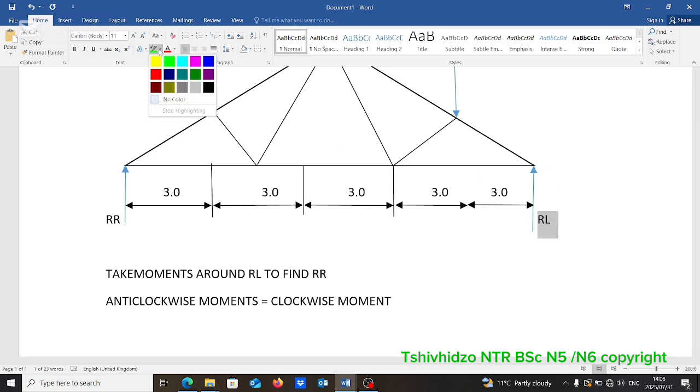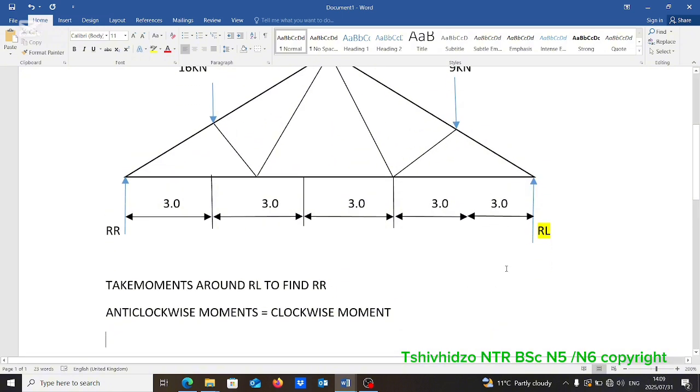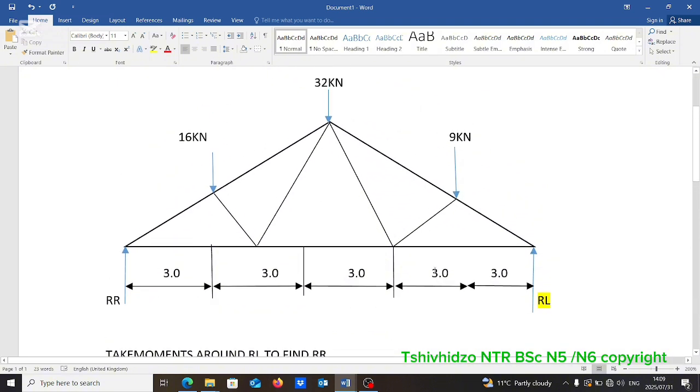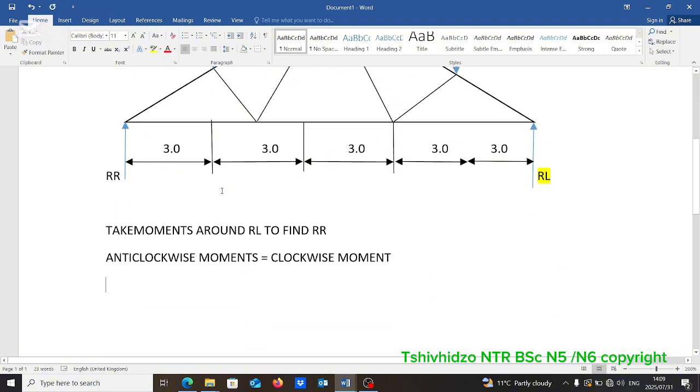Let me use yellow color to highlight RL. So from here, we are going to take our moments around RL. It means all forces which are on the left of RL are anti-clockwise and forces which are on the right of RL are clockwise. But now when we check here, this is RL, we have 9 kilonewton, 32 kilonewton, 16 kilonewton. These forces are on the left. It means they are anti-clockwise forces.